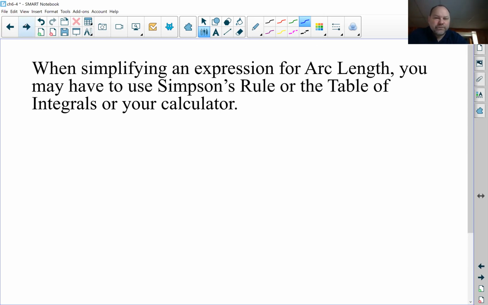We'll take a look at one. On the AP exam, you won't have to worry about tables of integrals. They could say use Simpson's rule. They could say use the trapezoidal rule. If it's on the calculator portion, you can always use the fnInt on your calculator. What is that? Math option number 9 is always a possibility.